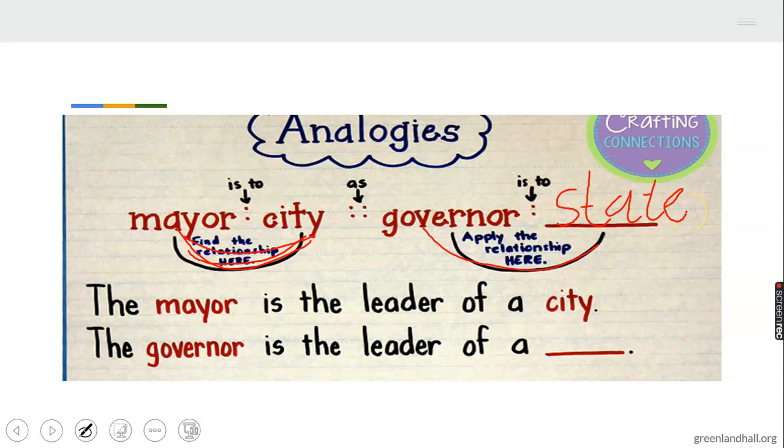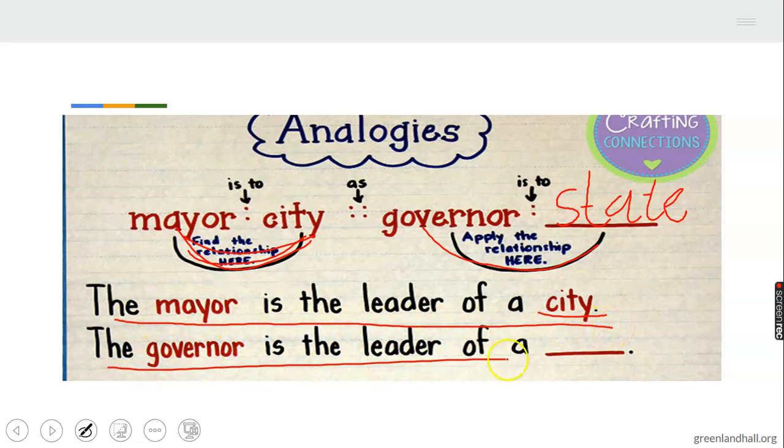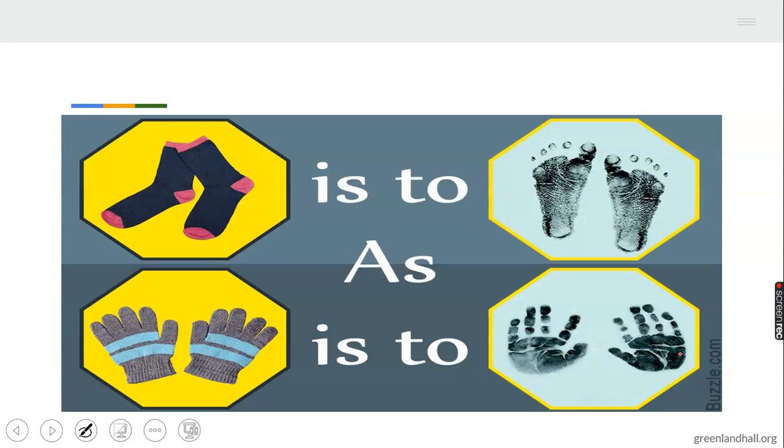Why? A mayor is the leader of a city. The mayor is the leader of a city, while the governor is the leader of a state. That is why we have the governor of Lagos State, and we have the governor of Ogun State, and every other states in Nigeria all have their what? Governors. That is why we say a governor is the leader of a state, while a mayor is the leader of a city. Good. Now let's go to another picture I have here.